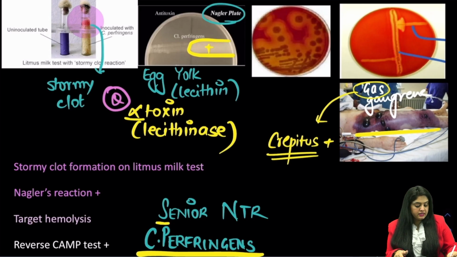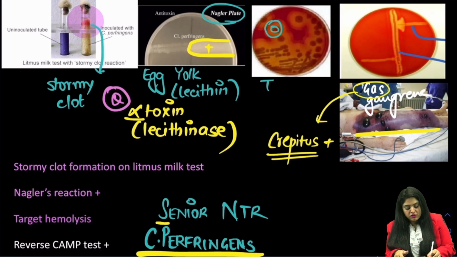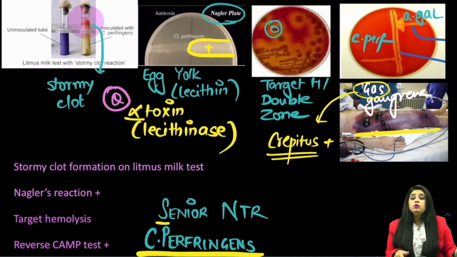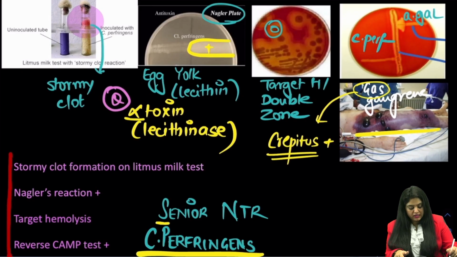Coming to NTR, T for what? T for target hemolysis. Target hemolysis means double zone of hemolysis. So yes, target hemolysis or double zone of hemolysis is also noted. And the last one I have already shown you earlier also, guys. Reverse CAMP test is positive. Where did you study CAMP test? CAMP test was for Streptococcus agalactiae. But over here, if agalactiae is marked and Clostridium perfringens is marked, then you will be marking it as reverse CAMP test. I hope everyone remembers, there should not be any confusion.